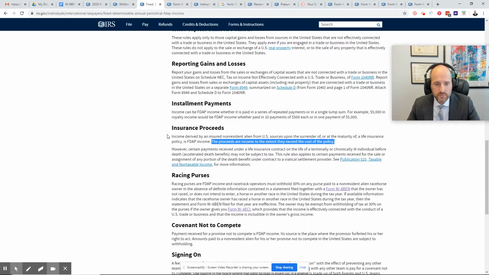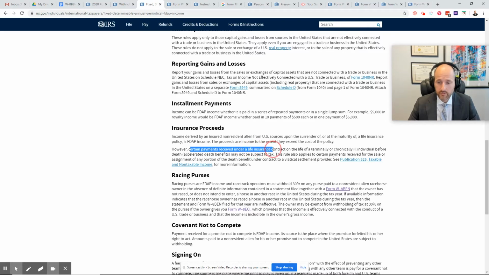However, and these look to be income, and this is why I came here. So this is why I started this video today. Income derived by an insured non-resident alien from U.S. sources upon the surrender of or at the maturity of a life insurance policy is FDAP income. So only life insurance policies, it says here. However, certain payments under life insurance contract before death may not be subject to tax.